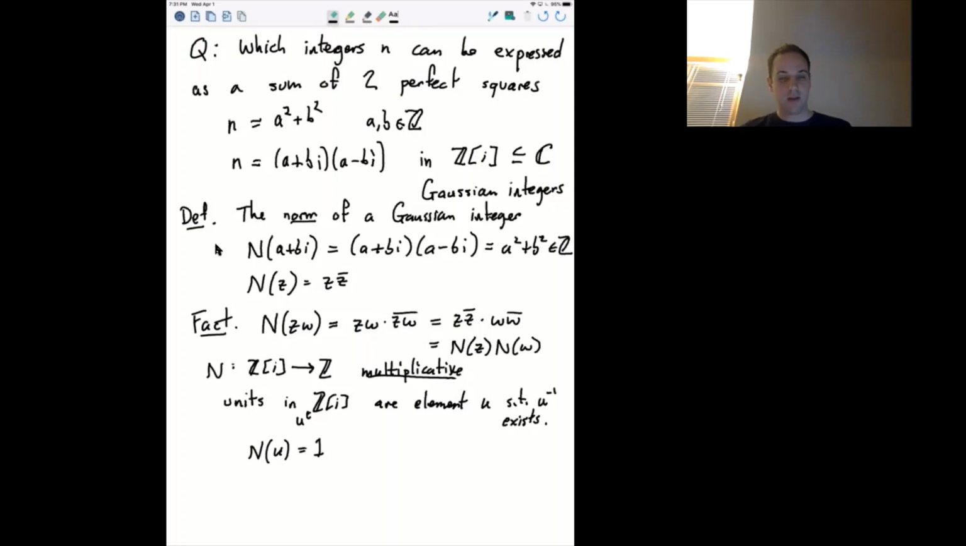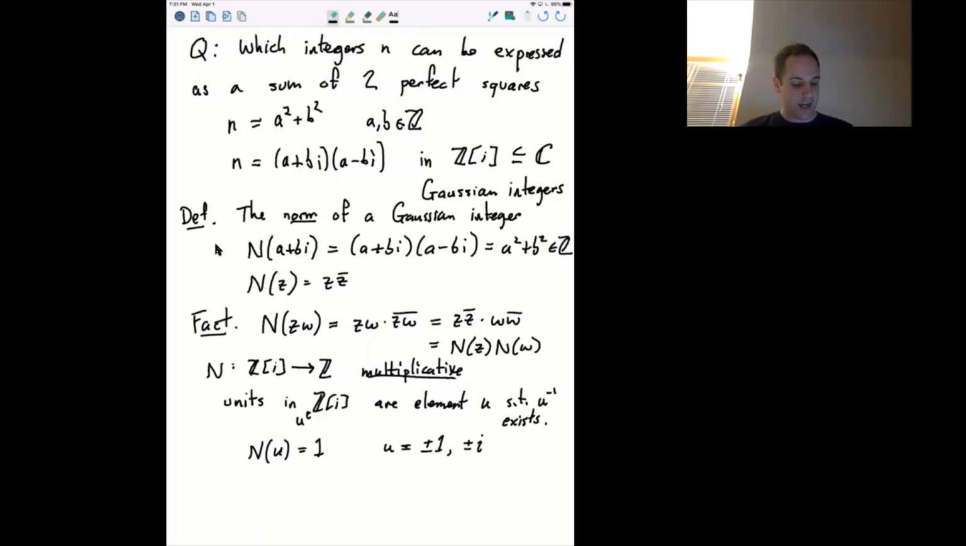Okay? And once you have that, you can figure out what all the invertible elements are in Z[i]. They're complex numbers a plus bi with integer coefficients such that a squared plus b squared is 1. So the only things that satisfy that are ±1 and ±i. All right, so those are the units.